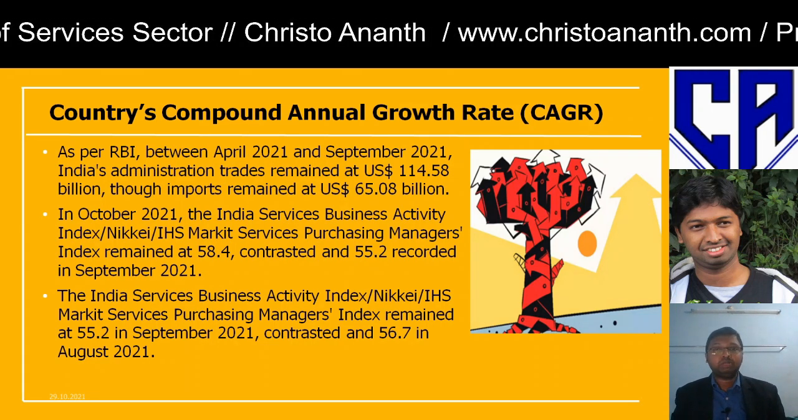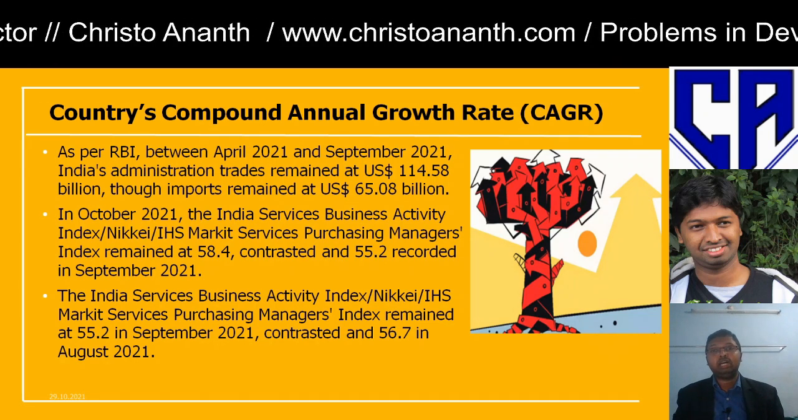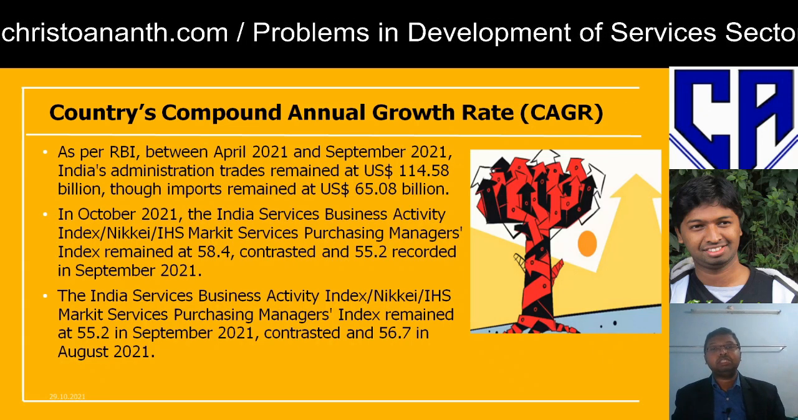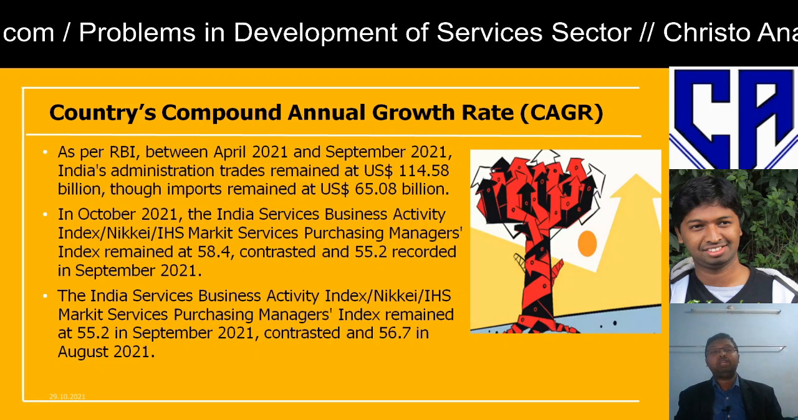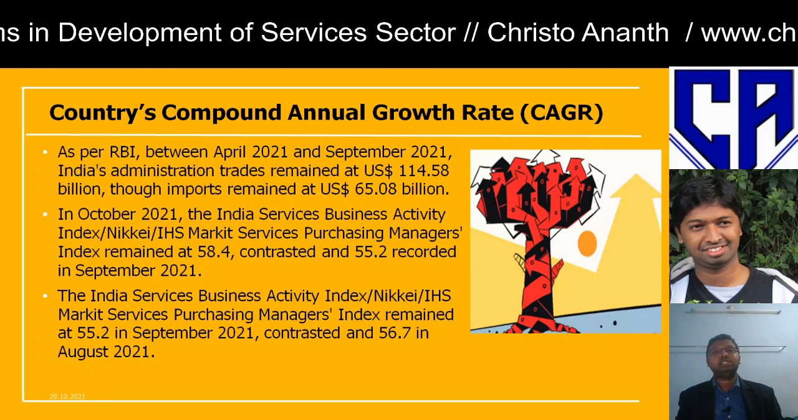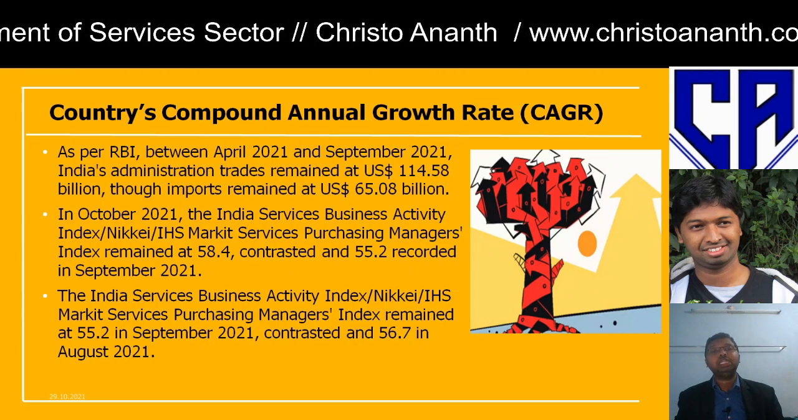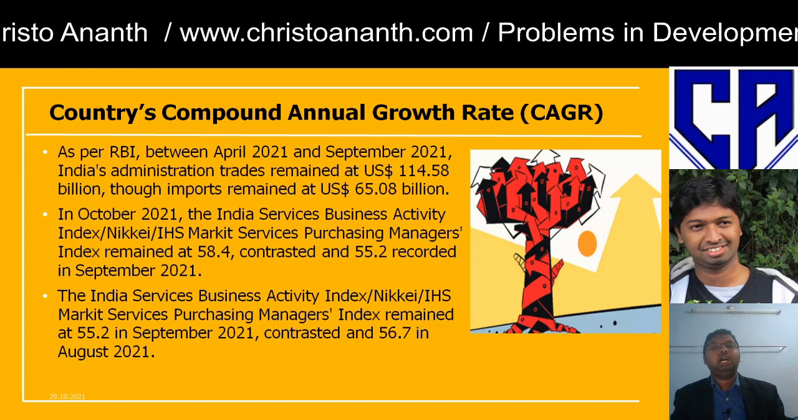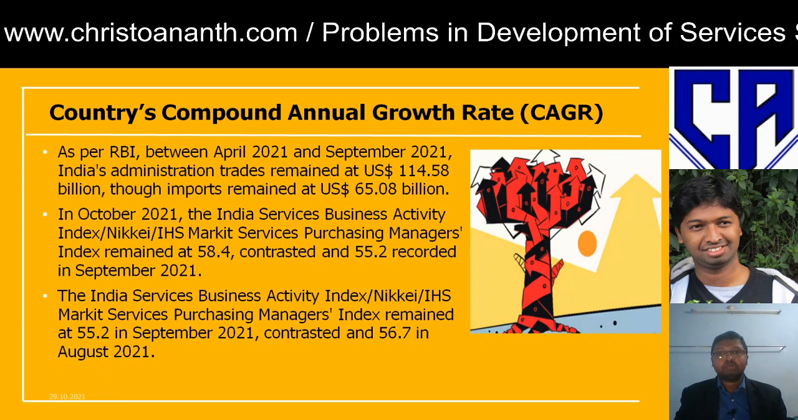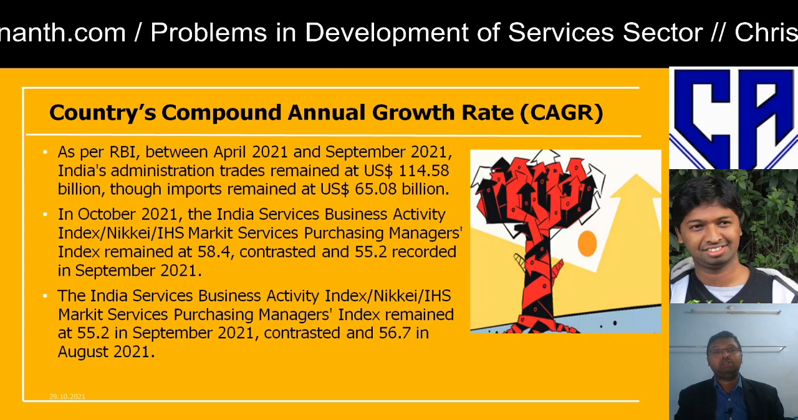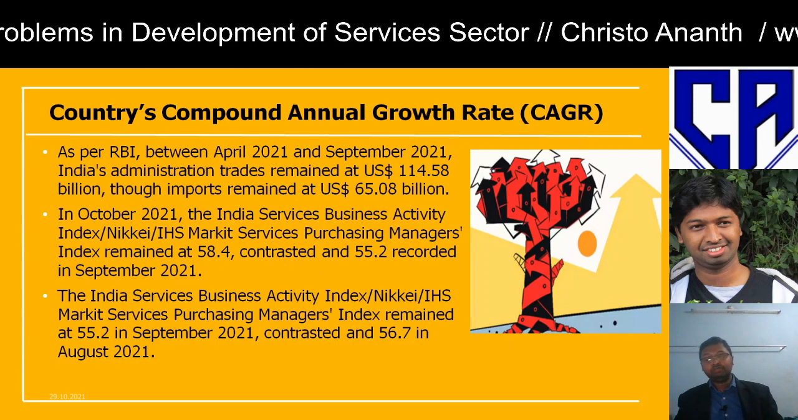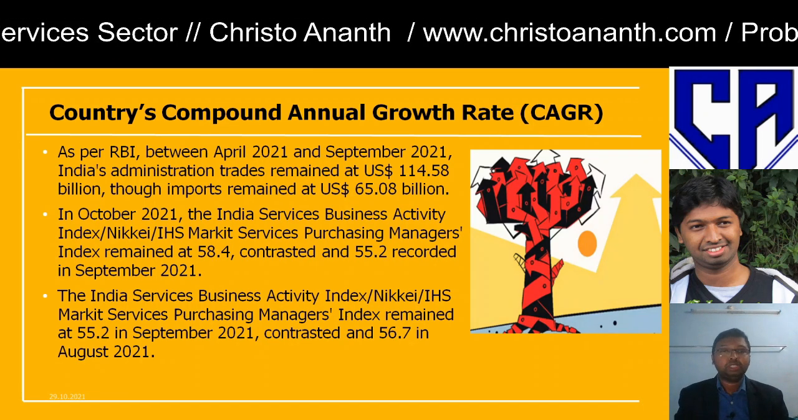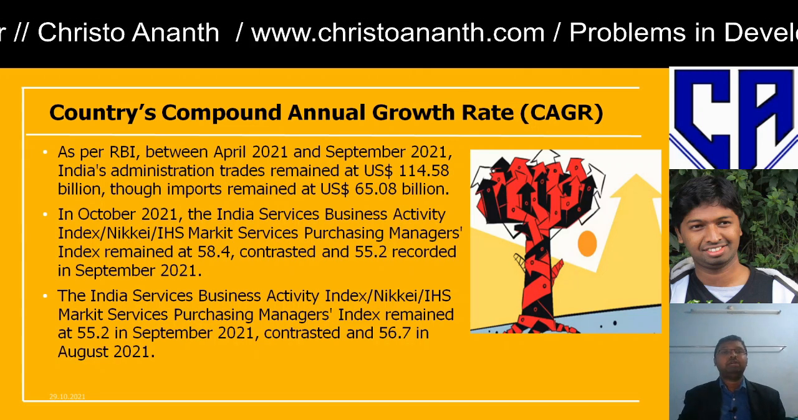By October 2021, India's services business activity, calculated by the famous forum called Nikkei as the services purchasing managers index, stood at 58.4, contrasted with the 55.2 recorded in September 2021. In August 2021 it was 56.7, and in September 2021 it was 55.2. Now it has come up to 58.4.